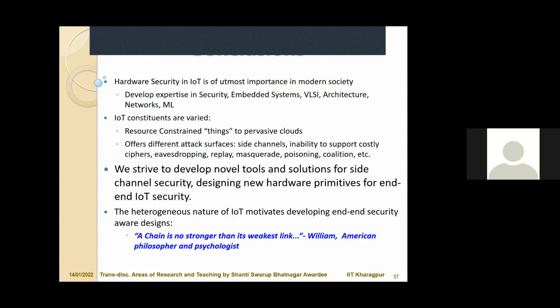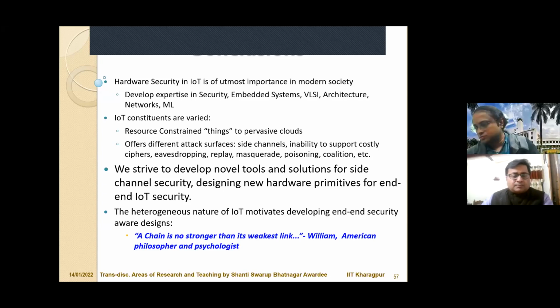So with this, I would like to conclude that hardware security is very crucial, but interestingly, it also requires expertise in various domains like security, embedded systems, VLSI, architecture, computer networks, and nowadays even ML, because you need to understand the attack surfaces properly. There are several heterogeneous attack surfaces, starting from thin clients to pervasive clouds, and they can offer different kinds of attack vectors, from side channels to the inability to support costly ciphering operations, and therefore we need to develop novel tools.